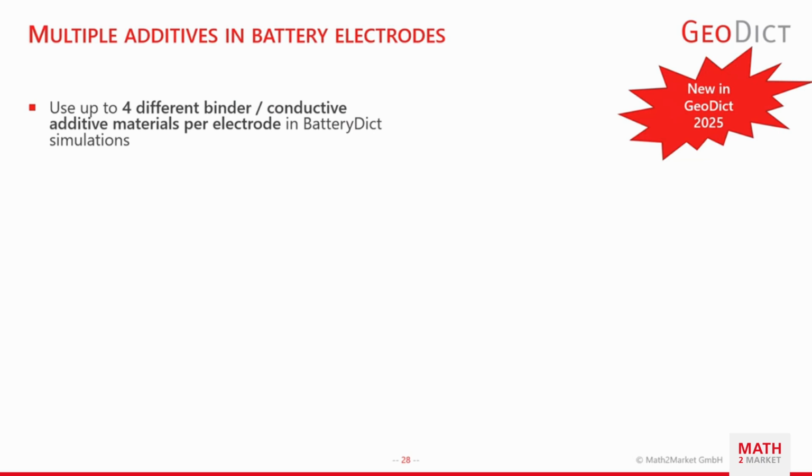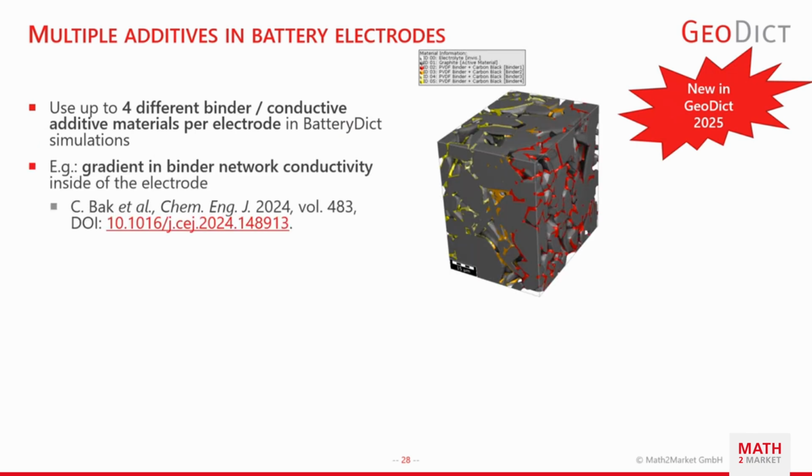Then we have some new features in the electrochemical simulation. And one of them is that you can now use up to 4 different materials for carbon binder network or also for conductive additives in a single electrode. So far, it was only possible to use one material for the CBD phase, for example.